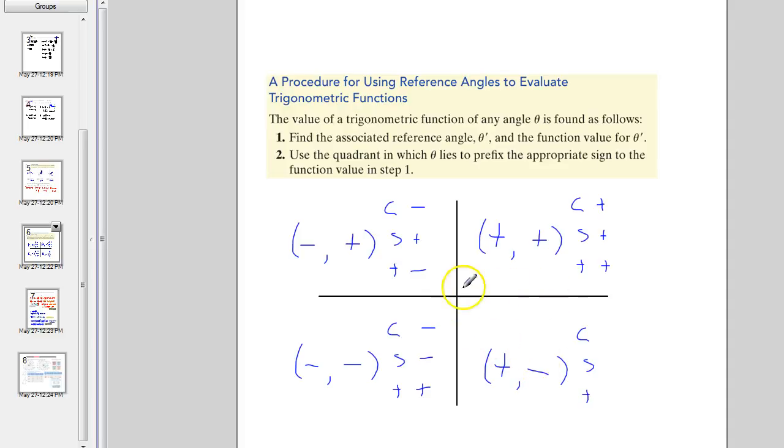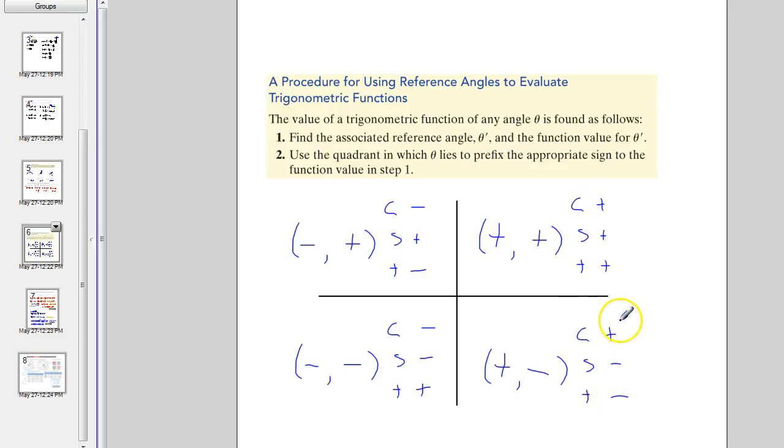So the x-coordinate's positive because we went right, but the y-coordinate's negative because we went down. So cosine, remember that's associated with x, that's positive. Sine is associated with y, that's negative. Tangent is sine divided by cosine, so a negative divided by positive is negative. Okay, and remember reciprocals are going to be the same. Secant's positive, cosecant's negative, cotangent's negative.